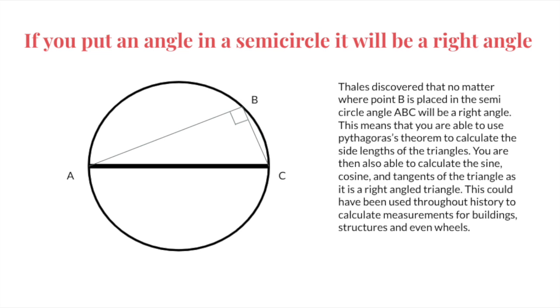Thales discovered that no matter where point B is placed on the semicircle, the angle ABC will be a right angle. This means that you are able to use the Pythagoras theorem to calculate the side lengths of the triangles as the triangle will be a right-angled triangle. You are then also able to calculate the sine, cosine, and tangents of the triangle as it is also a right-angled triangle. This could have been used throughout history to calculate measurements for buildings, structures, and even wheels.